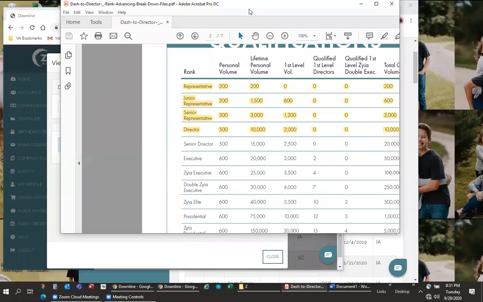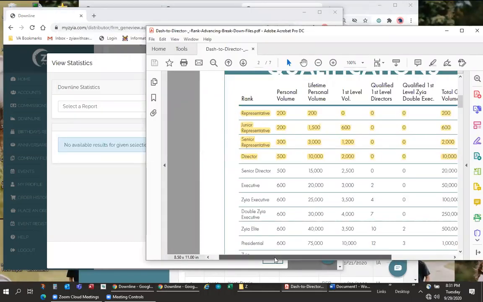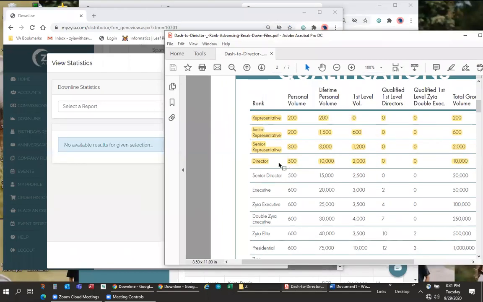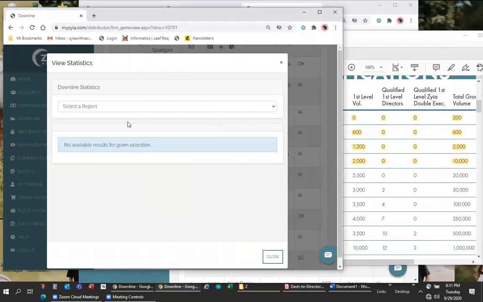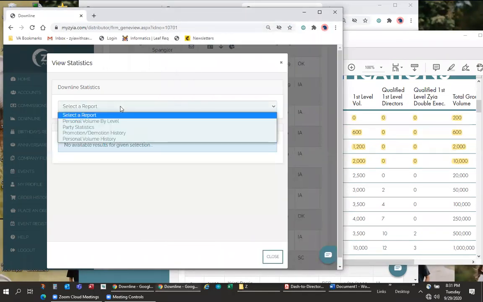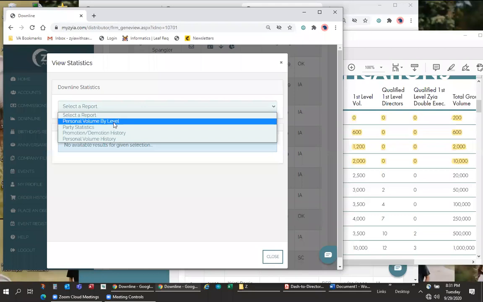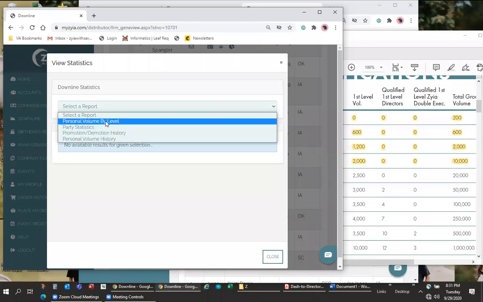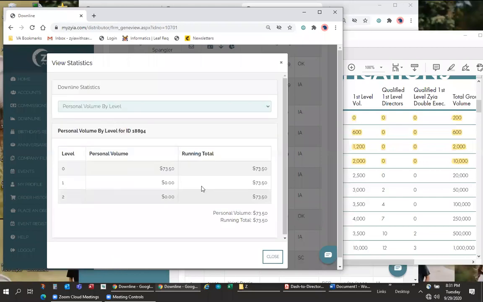Say we are going for, we'll just say, director. At director, your personal volume needs to be 500, right? The two reports I look at in this drop down are this personal volume by level and this personal volume history, okay? So this personal volume by level shows what the team is. The 0 means her, the person's own volume, and then her first level and her second level, okay?